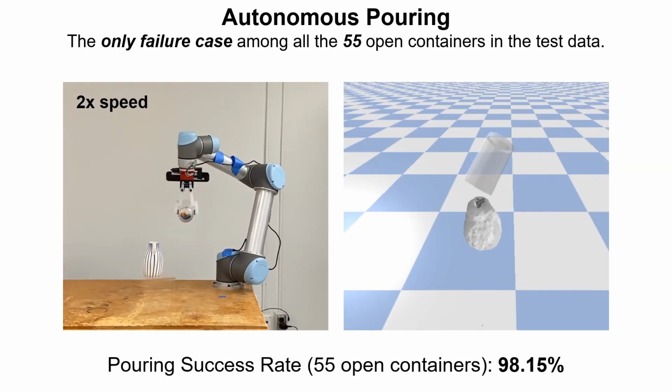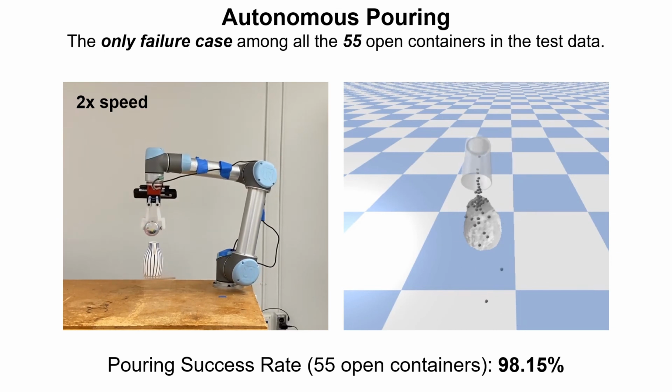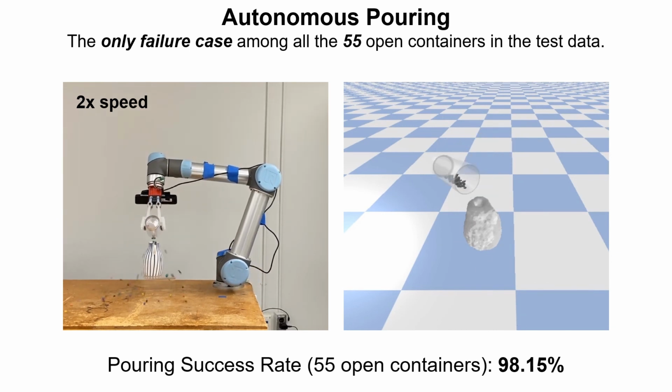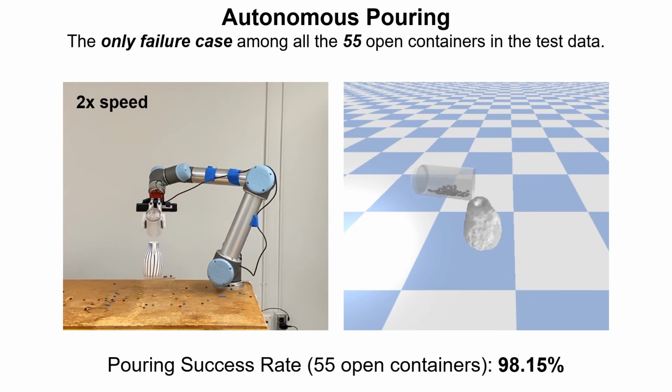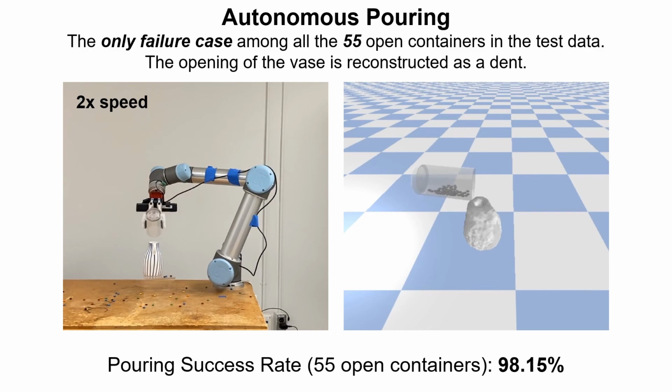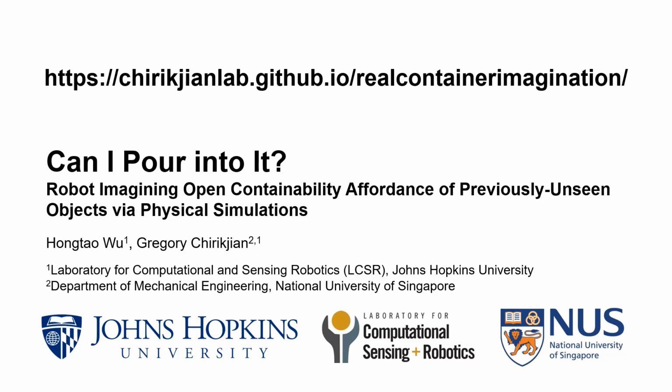The only pouring failure case among the 55 open containers in the test data is a vase with a small opening. The opening is reconstructed as a dent due to limitations of 3D scanning. For more details, please see our paper and visit the project page.